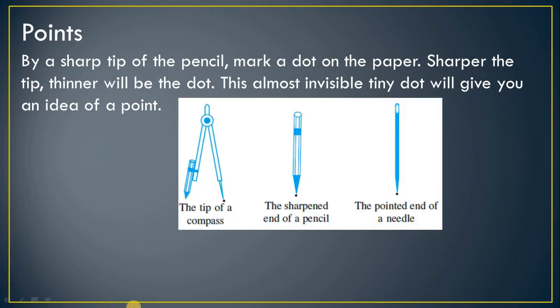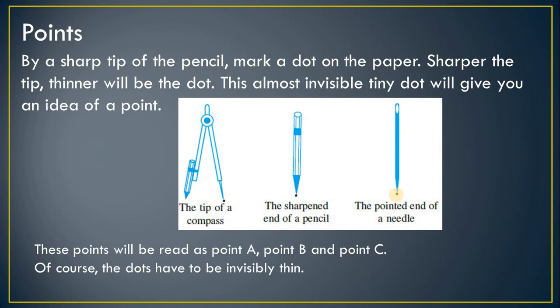Here you observe the tip of a compass, this is also a point. The sharper end of a pencil and the pointed end of a needle. By using a needle, a very sharp dot is made, sometimes it is not visible also. By using this dot you can create different shapes, you can draw a line, you can take distance measurements also. This point will be read as point A, point B, point C. Of course the dots have to be invisibly thin.